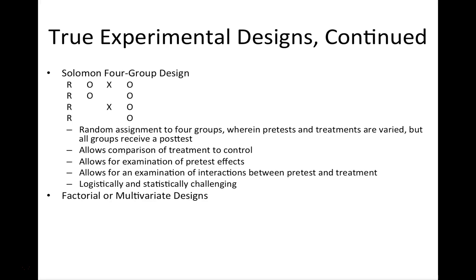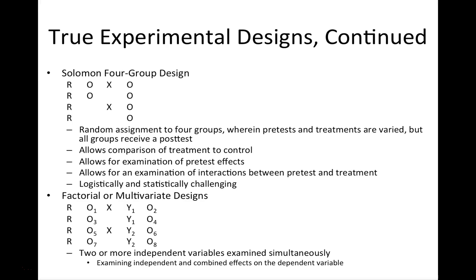And so the last design that we'll talk about is factorial or multivariate designs. So this is a situation in which we have randomization here, but we're examining two or more independent variables simultaneously. So, independent and combined effects on our dependent variable. And so we see here that we have observation, we have randomization, we can examine treatment to control, but we may also be putting in other kinds of independent variables. There are other kinds of treatments in here, and so we can examine different kinds of groups.